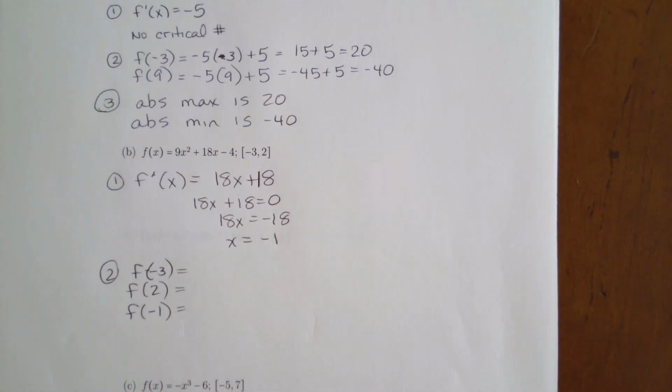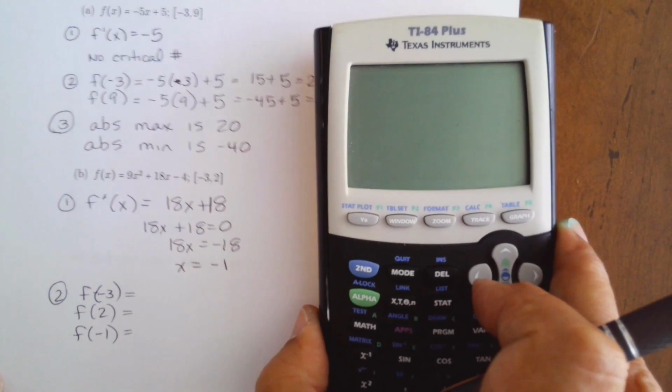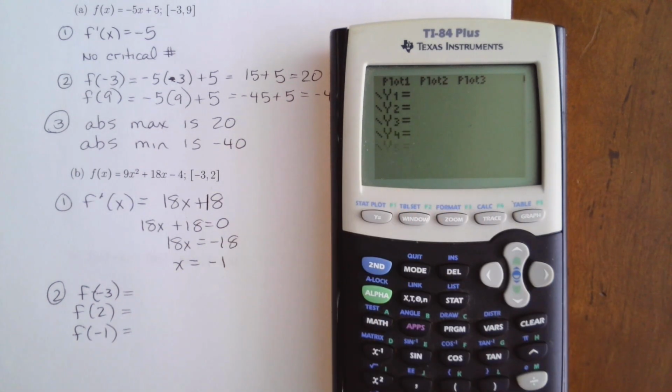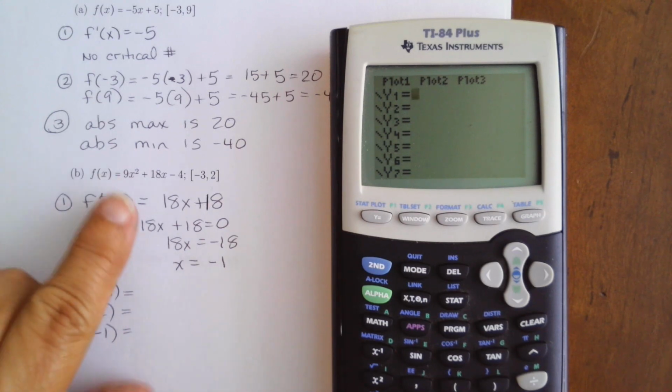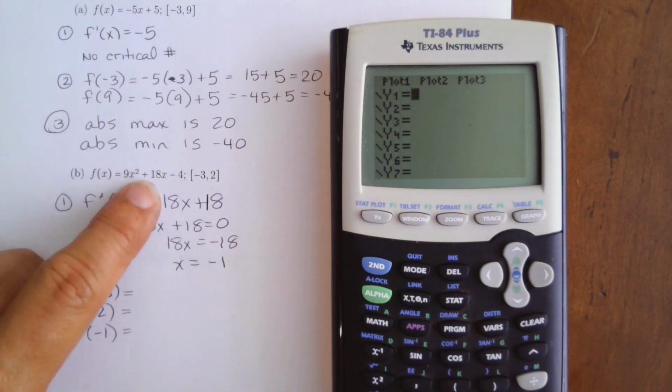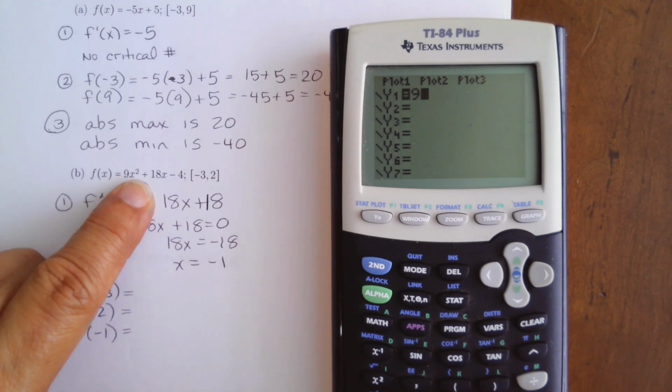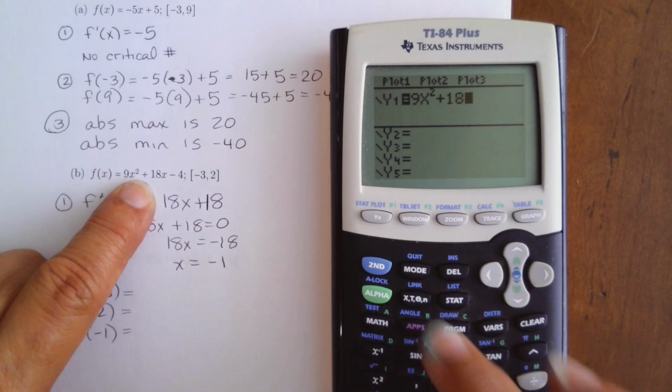All right, now we can plug all this in and get this, but I'm going to use my calculator because for this section especially, I like to use this, and this is a good time to show you guys. We did it earlier, but just in case you forgot. So we're going to put the function in because I want the y values of the function, not the derivative. So I'm going to put the function in, 9x squared plus 18x minus 4.